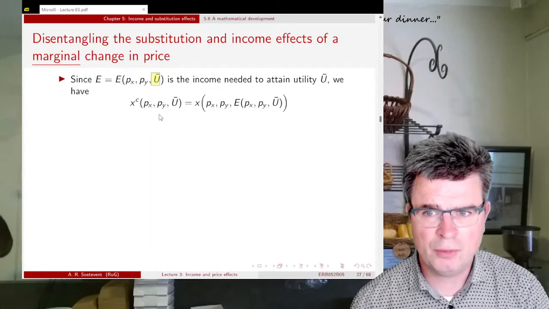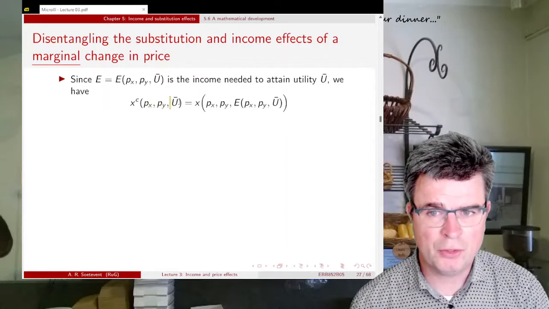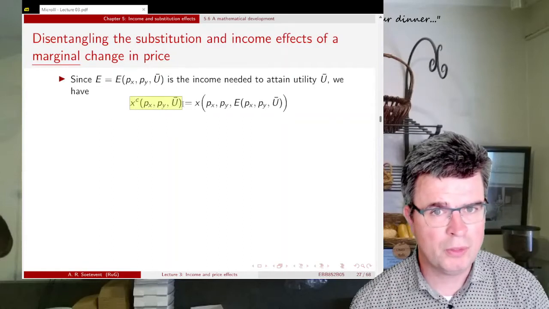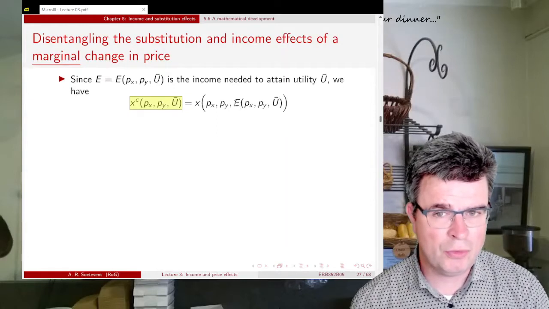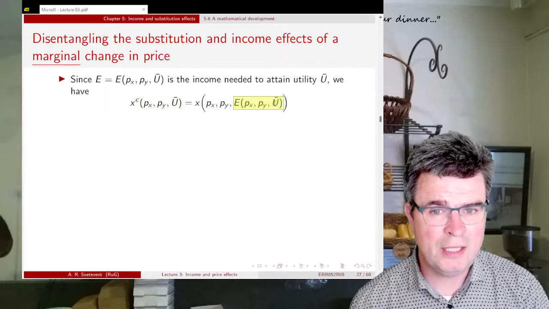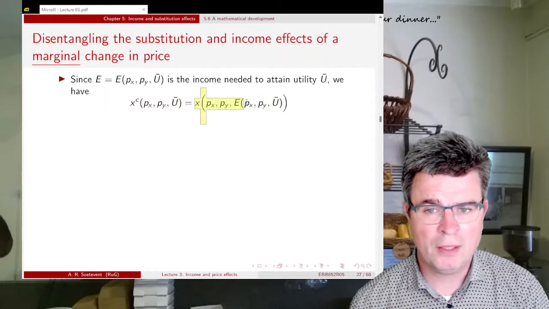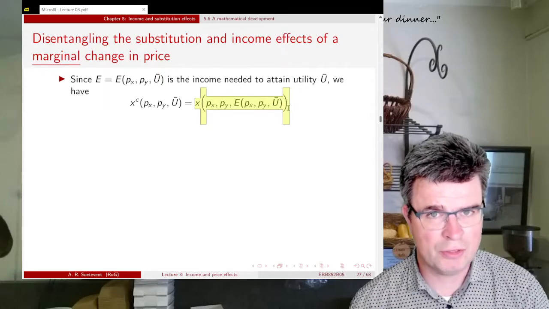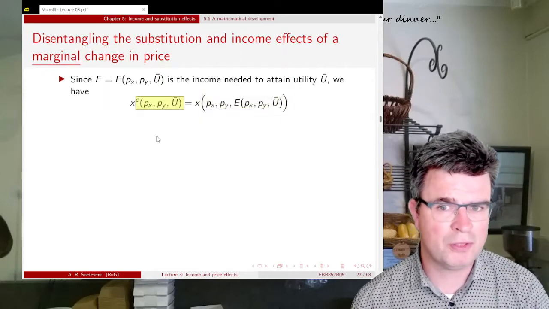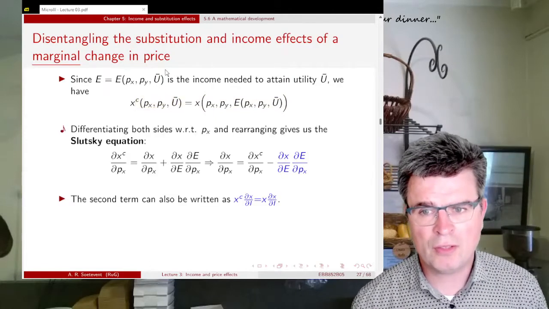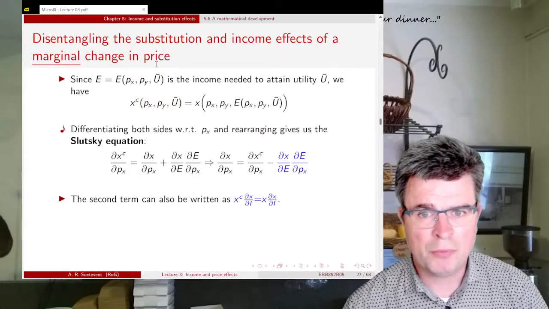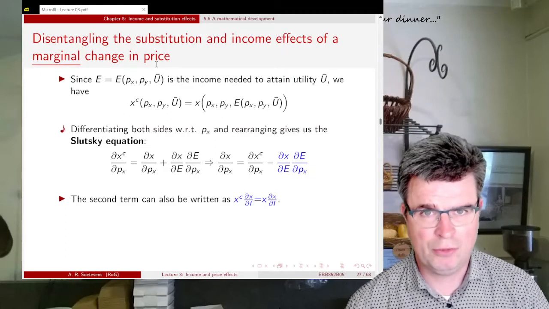Now, given that definition, it holds that given the prices and given that we want to reach a utility level U bar, our demand for good X will be equal to the compensated demand if we plug in these values. If we give this individual exactly the income that is needed to reach that utility level, then the Marshallian demand for good X of this individual will be identical to the compensated demand. So we have this equality, and now we can differentiate both the left-hand side and the right-hand side of this equation with respect to Px and rearrange.